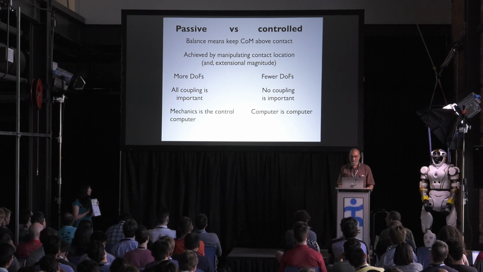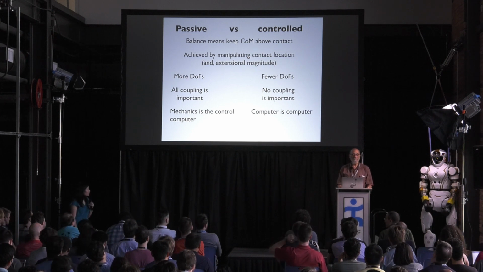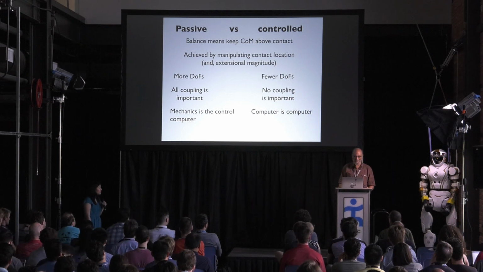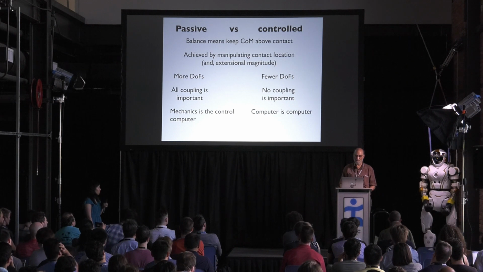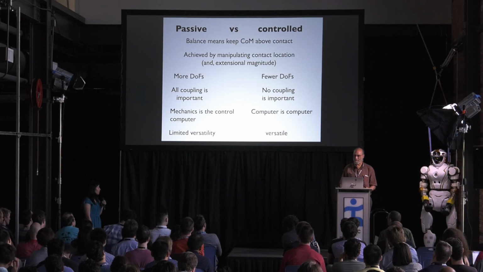In a controlled situation, you're using a computer as a computer. In the passive situation, all of that complication is needed because all of the weird coupling, all the moments of inertia coupling with the other moments of inertia and the gravity terms and so on are important, because the mechanics is the computer. And you need that complexity just like you need all the lines of code in the control version. The passive one has limited versatility. The controlled one has lots of versatility. You can do anything you want with the motors.